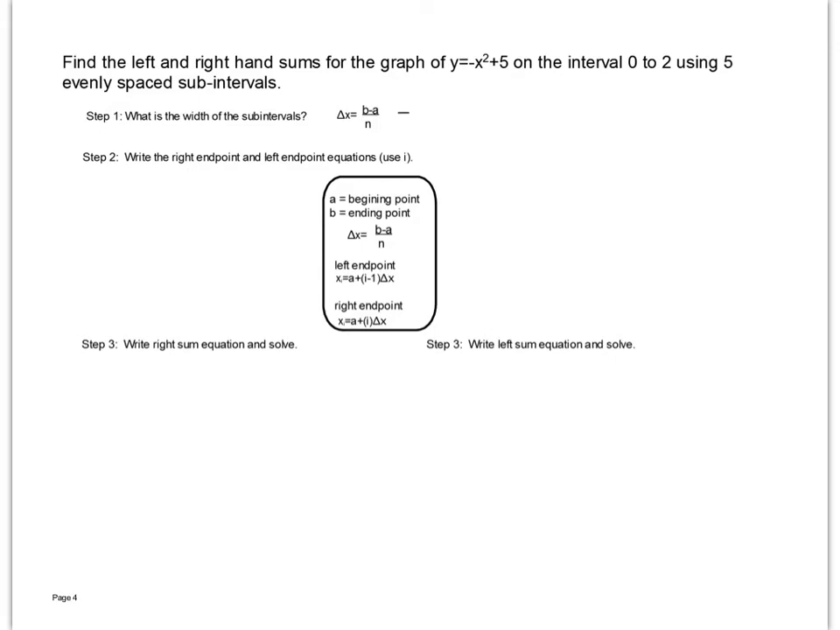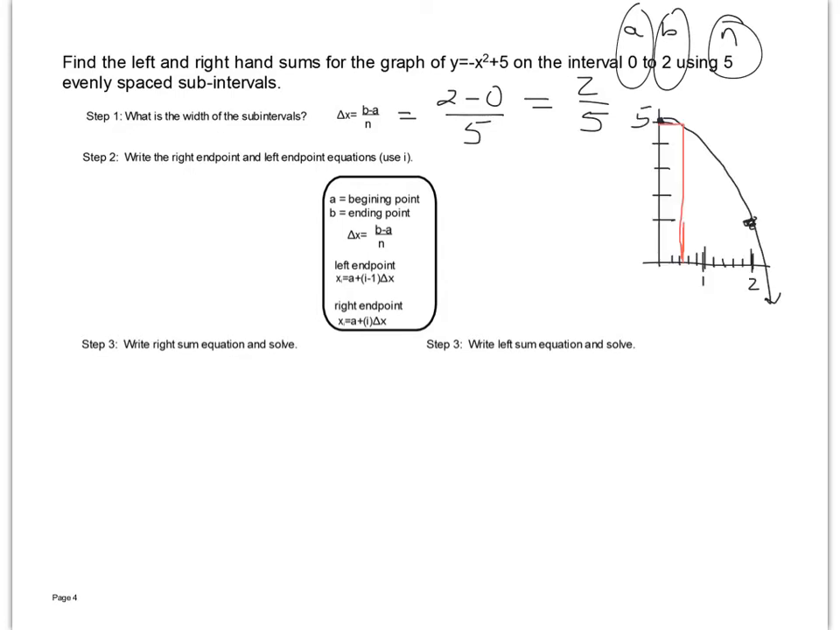So if I'm going to find my delta x, here's my starting point, A. That's my ending point, B. I can figure out how far that is by finding the distance between A and B, right? B minus A. And then dividing by however many rectangles, that's my n. So I've got my B is 2, my A is 0, and my n is 5. So since the interval is 2 wide, and I have to have 5 rectangles, each interval is going to be 2/5 wide.